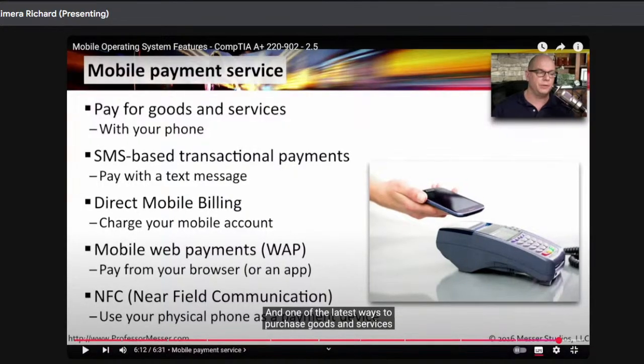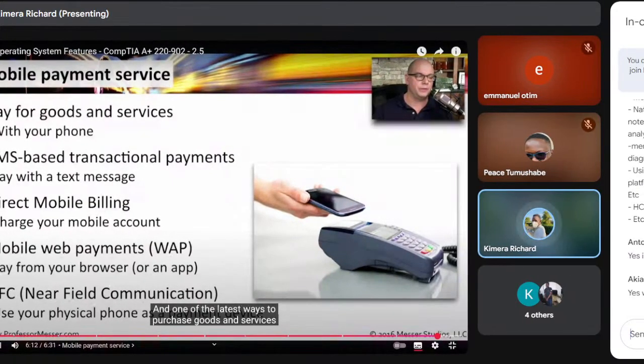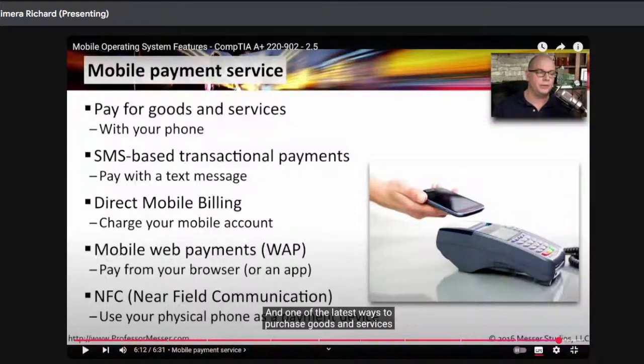Okay, guys, are you still there? Yes, I can see you're logged in. Oh, Emma is there. Stella. Yeah. Okay. Anton, I can see is also there. Okay. Wonderful.